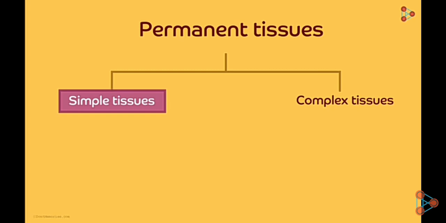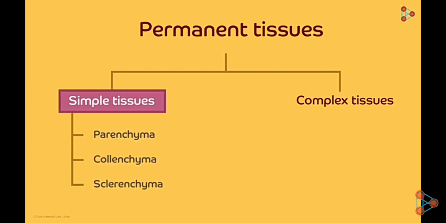The very word simple means they have a very simple structure. All the cells of a simple permanent tissue are almost the same. Do you know that there are three subtypes of the simple permanent tissue? Yes, and do you want to know what they're called? Parenchyma, collenchyma, and sclerenchyma are the three types of simple permanent tissues.